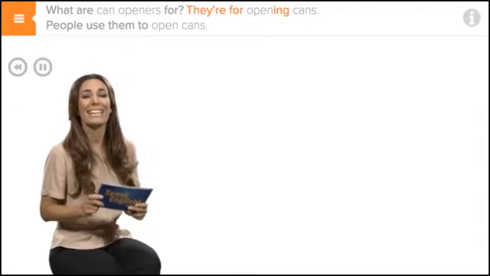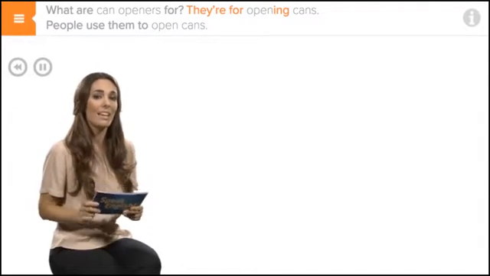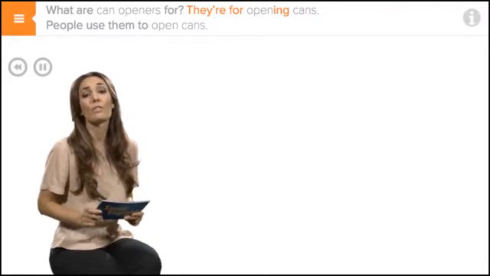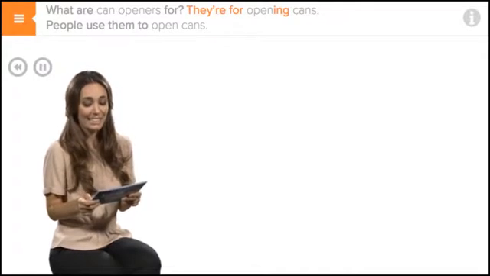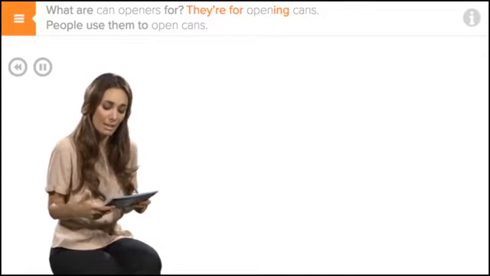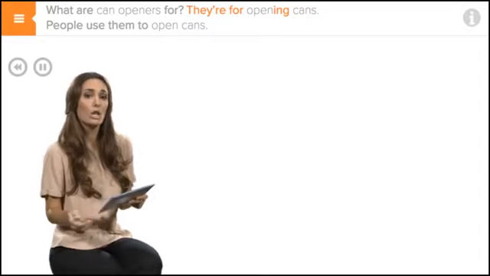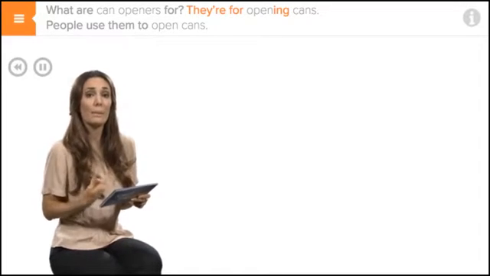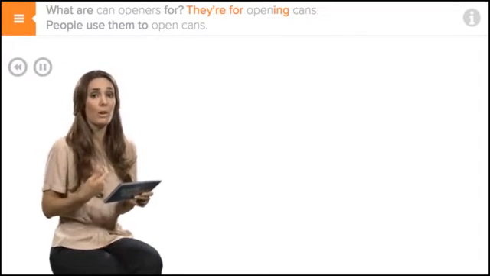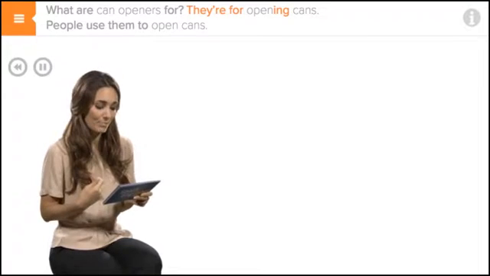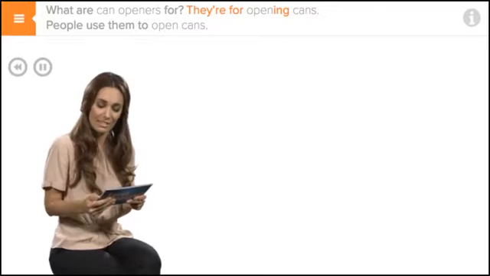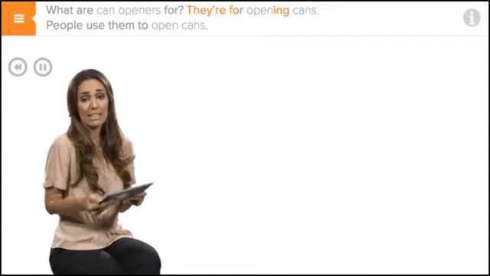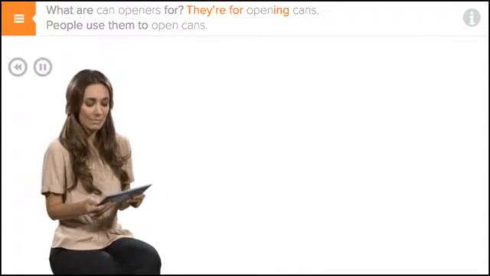Te vendrá bien recordar estas sabias palabras. Can openers are for opening cans. De este modo te acordarás de que para explicar para qué sirve algo, nos valemos de la estructura sujeto más to be más for más verbo acabado en ing. Can openers are for opening cans. Significa que los abrelatas sirven para abrir latas.